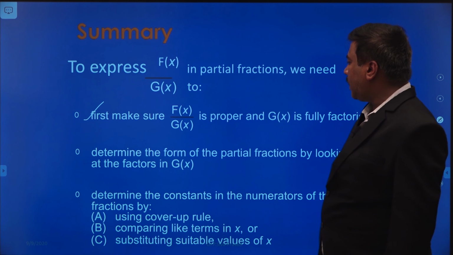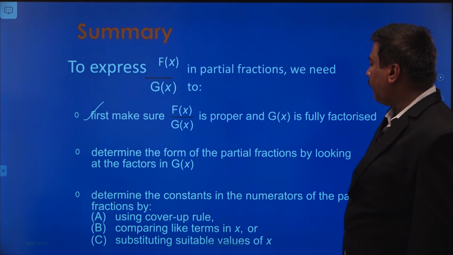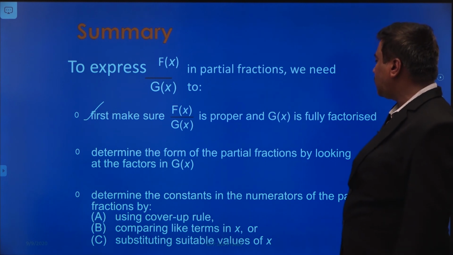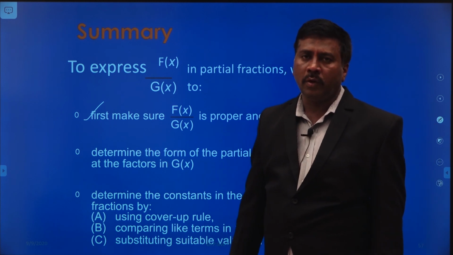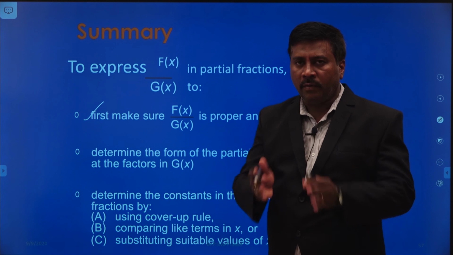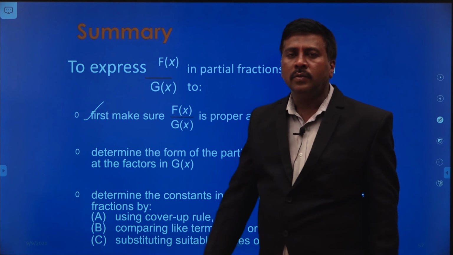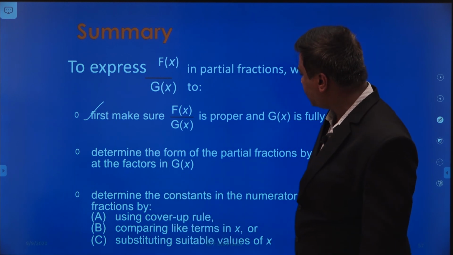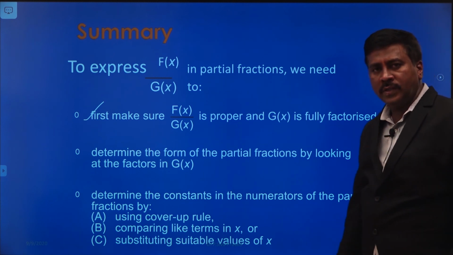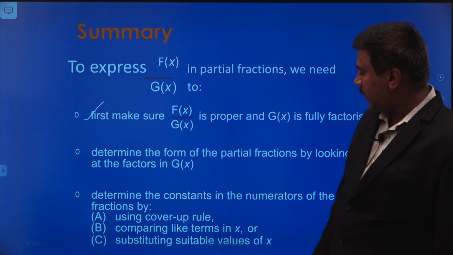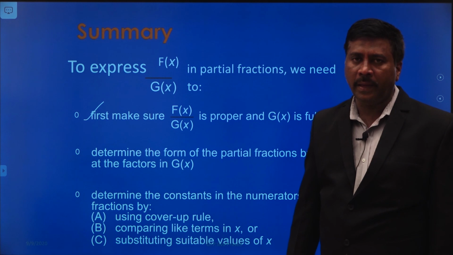So g(x) is fully factorized, and then determine the form of the partial fractions by looking at the factors in g(x). Whatever the 4 types are, type 1, type 2, type 3, type 4, we have to discriminate between them. So after that, determine the constants in the numerator of the partial fractions by using the cover-up rule, comparing equal and like terms, and substituting suitable values for x. This technique you apply for finding the constants a, b and c.